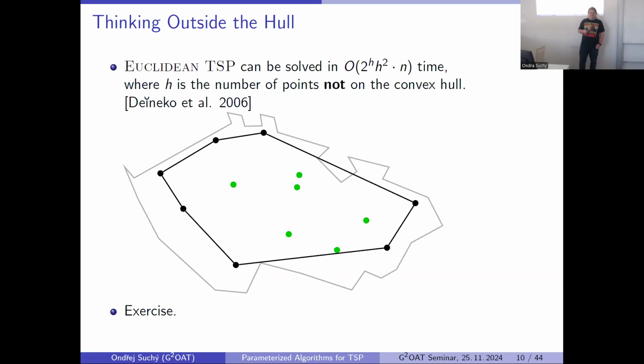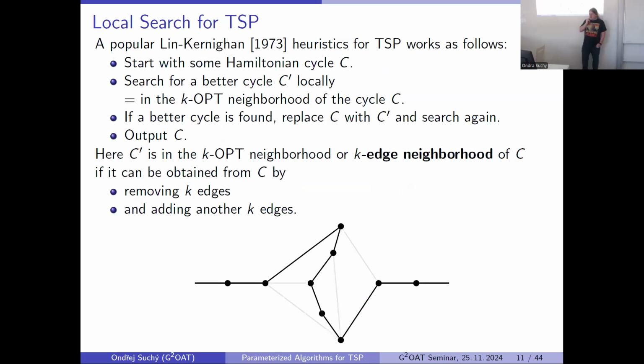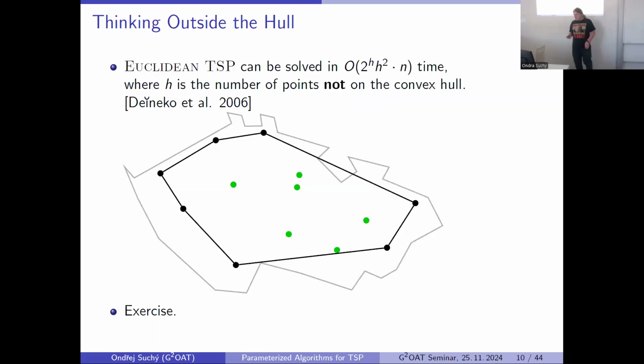So it's about thinking outside the hull. Students that attended my course already have seen this exercise, so I'm sorry about that. For Euclidean TSP, there is an algorithm that works in time 2 to the h times h squared times n, where h is the number of points that are not on the convex hull. So that's why I'm saying thinking outside of the hull. And this is your exercise. If you want to drop off, you can think about how to solve it. This is also to show you that the parameter can be something that you're not very used to thinking about. The number of points that are not on the convex hull is an interesting parameter for TSP.